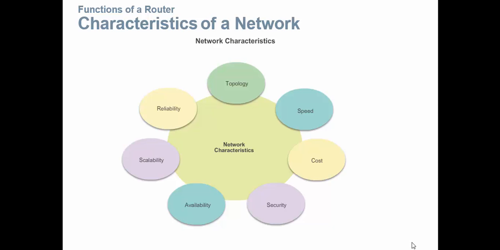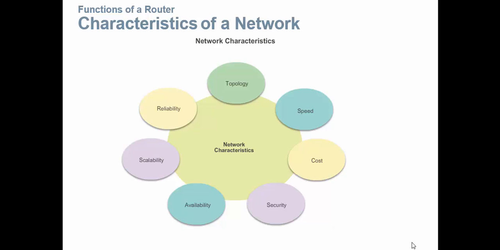Next, we have scalability, and that indicates how easy the network can accommodate more users. Can you put more users on it? Can you put more devices on it? How well does it scale to increase, or how well does it scale if you need to decrease? You have reliability. That indicates the dependability of the components that make up your network. How dependable are your routers, your switches, your PCs, your servers? And it's often measured as a probability of failure or the mean time between failures.